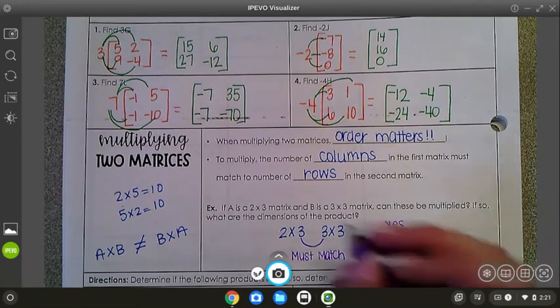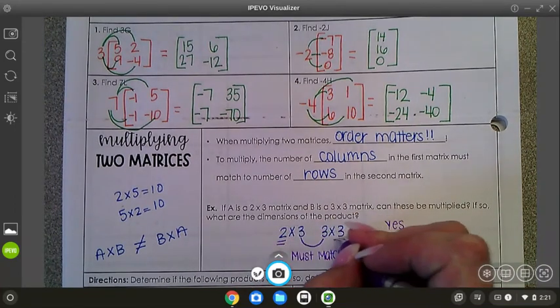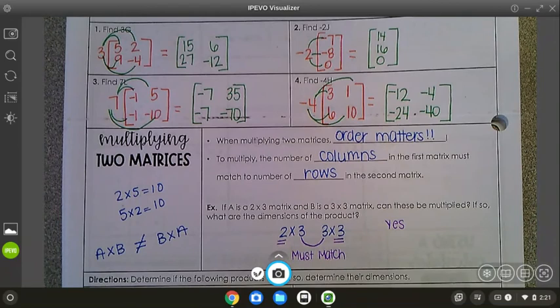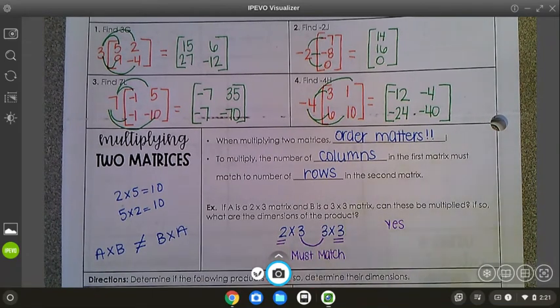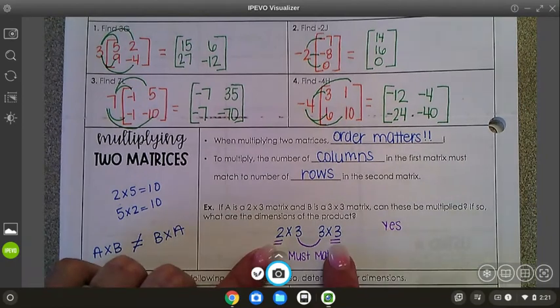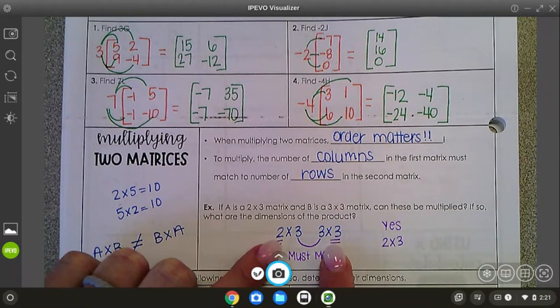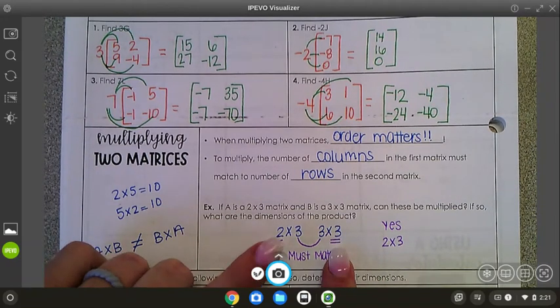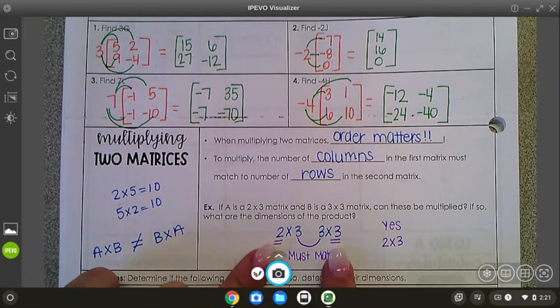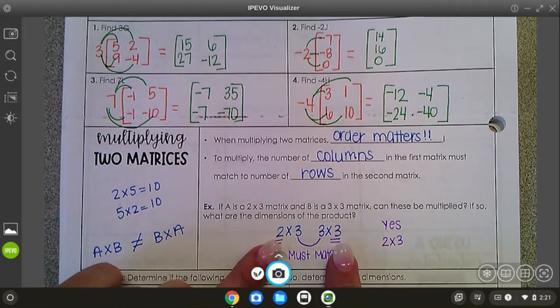Now, not only that, but these outside numbers tell us what our answer is going to be. So when you multiply these two, your answer is going to be a matrix. It's actually going to be a 2 by 3 matrix. So these outside numbers, it does not matter what they are. We could have 27 and 53. We could have 1 and 1. They do not have to match. They just tell us what our answer is going to be. These inside numbers have to match.